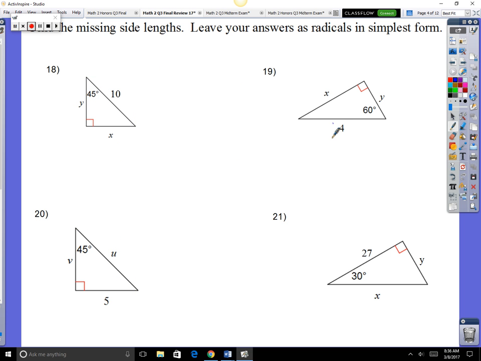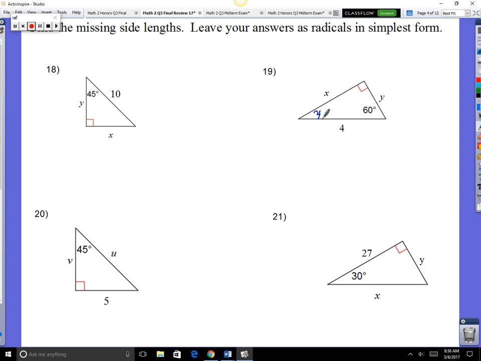Okay, 19 and 21, so there is your 30. 30, 60, 90 is half of an equilateral triangle. You always flip it over where the 30 and the 90 are. So wherever the 30 is, flip it over the 30. And then equilateral, that's 4, that's 4, that's 4. 4 by 4 by 4. So that's 2, that's 2. And to find the middle of a triangle, it's always the shorty times the square root of 3.